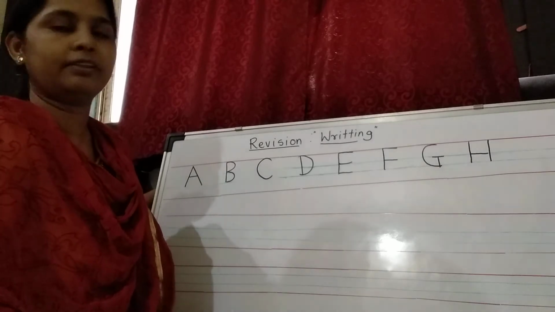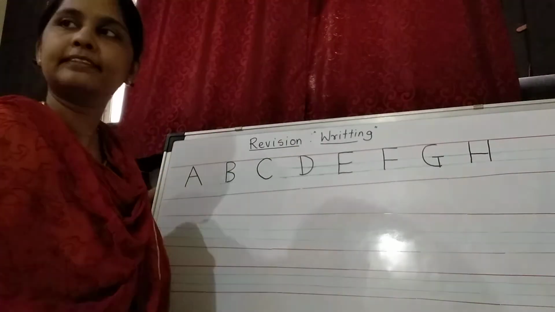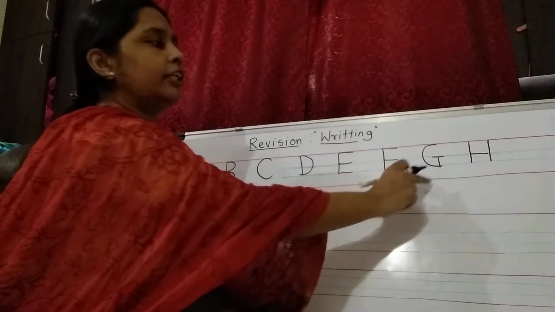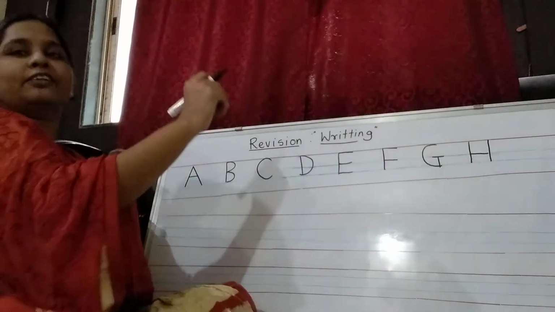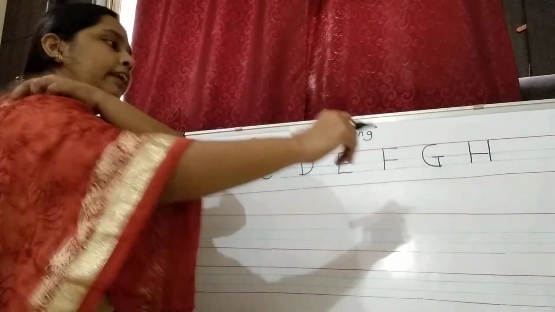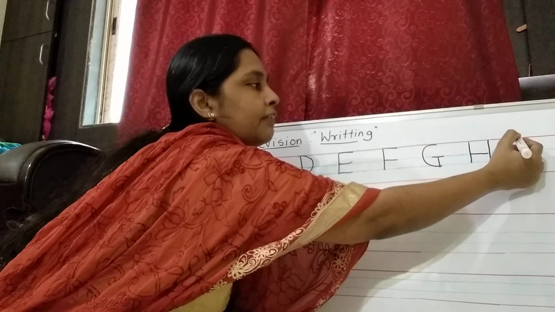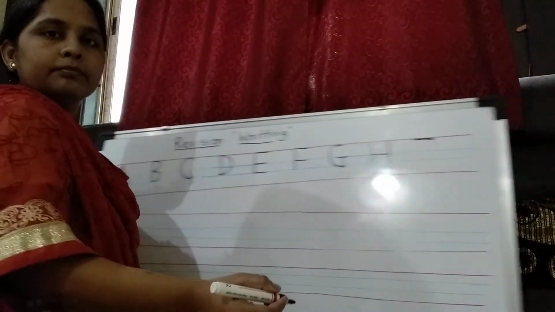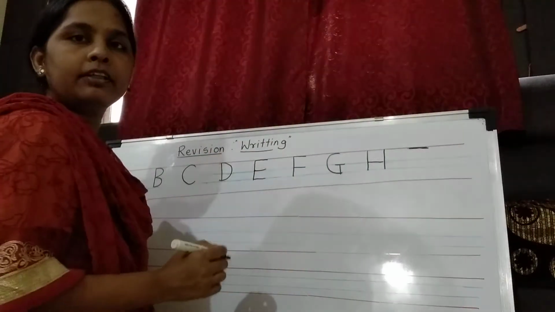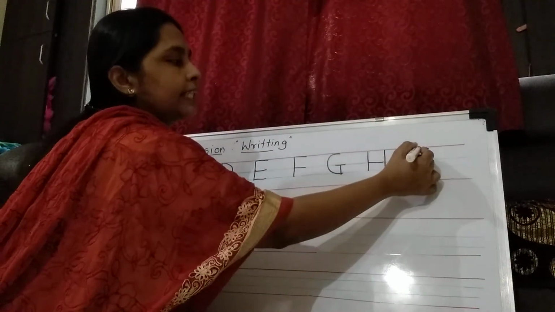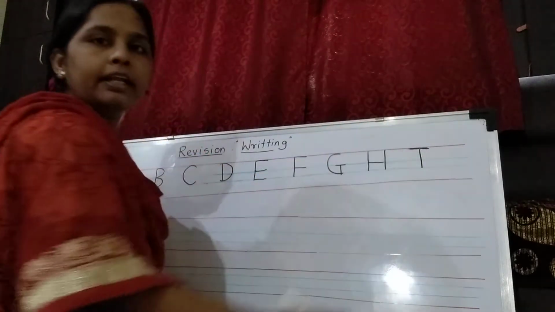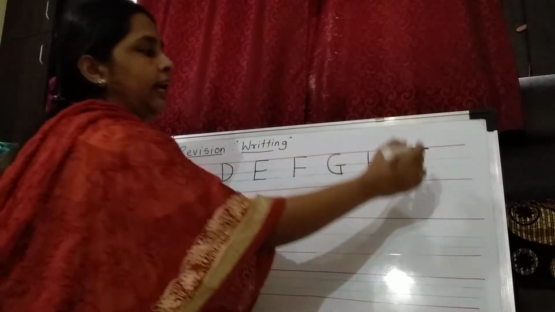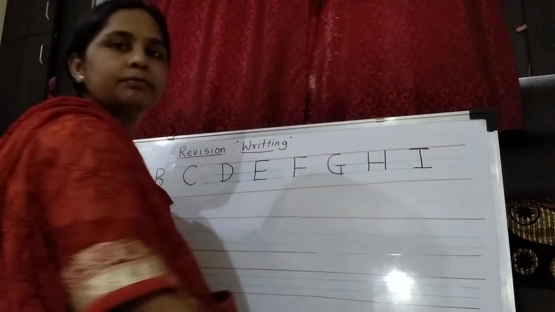Okay, very good. So after H, next is? A, B, C, D, E, F, G, H. I. So now we are writing I. How are we writing I? You have to give a sleeping line on the red line. Then give a standing line, red to blue, between red to blue. Done? Yeah. And a sleeping line down on the blue line.